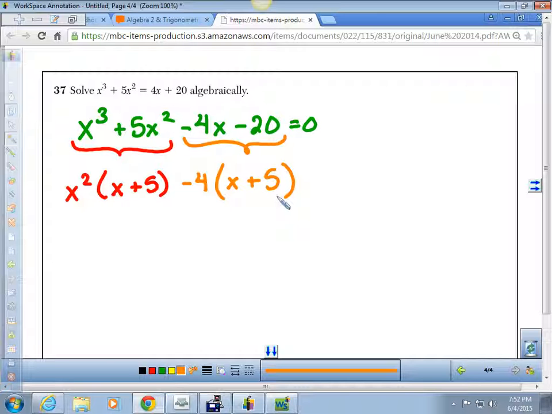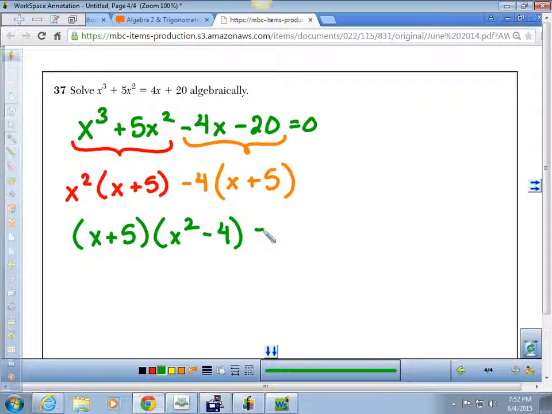Well, is there now another GCF amongst these 2 terms? What did they both have in common? They share the x plus 5. But what's left when I take the x plus 5 from the red? x squared. What's left of the orange when I take away the x plus 5? The minus 4. Still equal to what? Yeah, still equal to 0. And now we use, what's that property when we set everything equal to 0? What's that called?